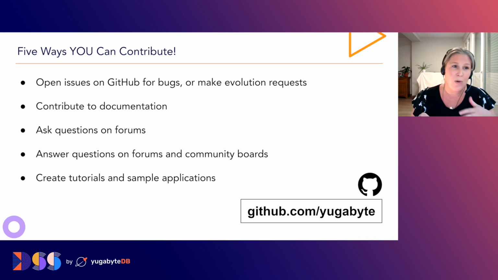Another thing is, you know, open issues on GitHub for bugs or make enhancement requests and contribute to documentation. All these things just help to make the project better. And that's what we're all aiming for, to make the core software better.